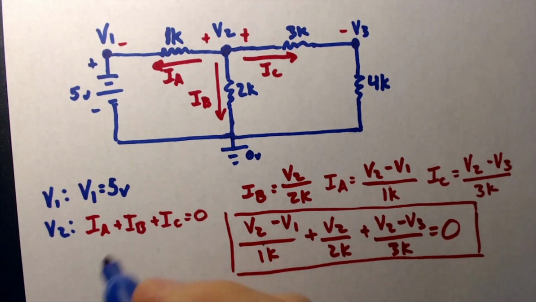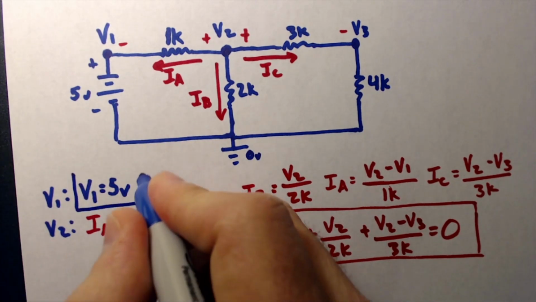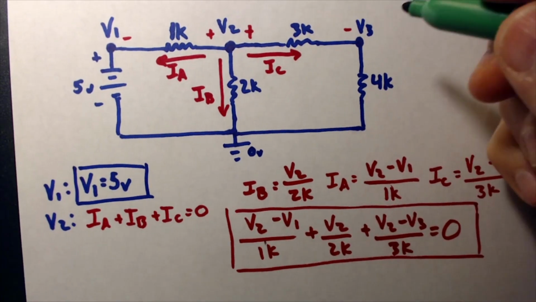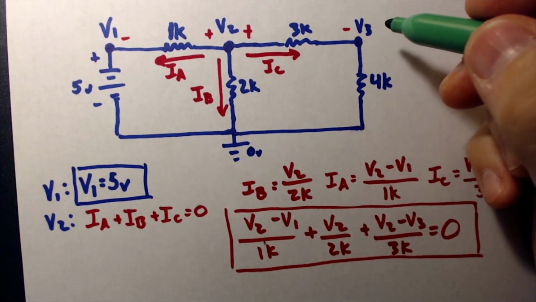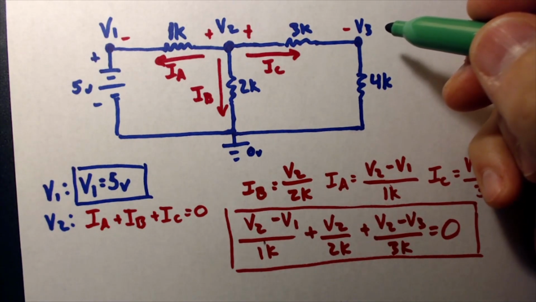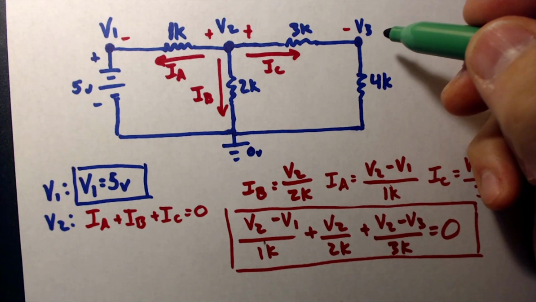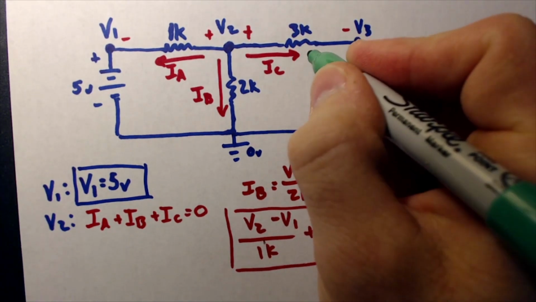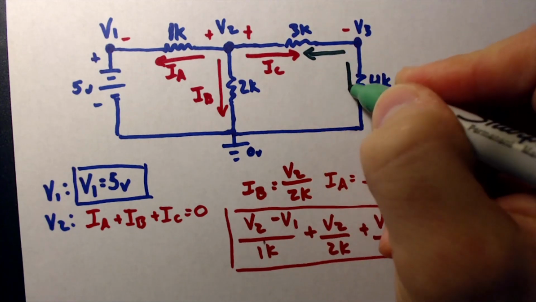So now we have two of our three equations done. Okay, we have one left. I'll do this one in green. And notice here, we only have two currents involved here. Okay, so I'm going to go ahead and just say both of my currents are leaving.